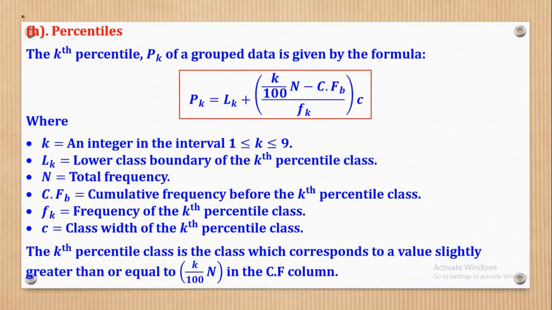What about percentiles? Percentiles still, they get their formula from median. What changes is this position. So always remember median, quartiles, percentiles, and deciles, they all have the same formula, but what changes is the position.